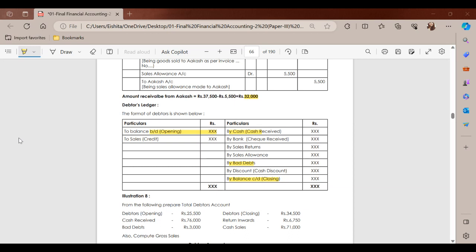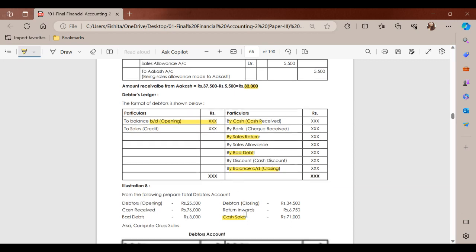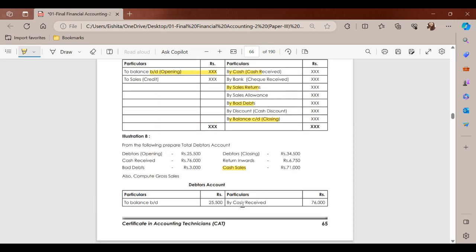Returns inward is sales return. Okay, that means you will record it here. And cash sales, you will record it here. Bad debts, you will record it here. Complete the cash sales, gross sales.